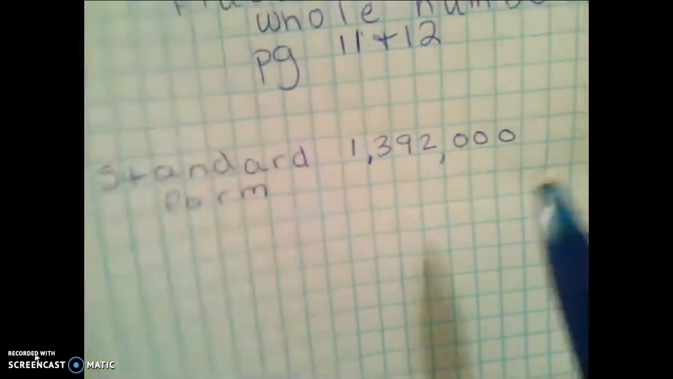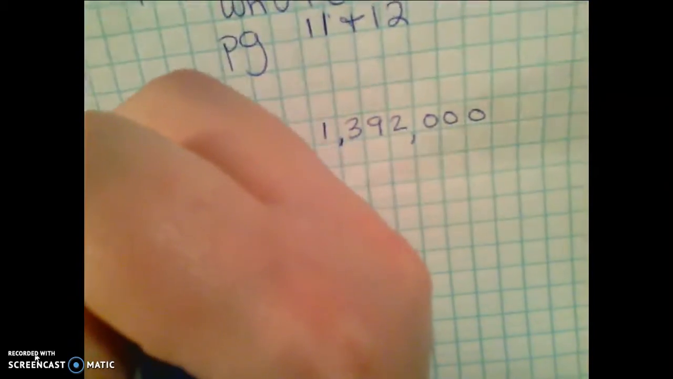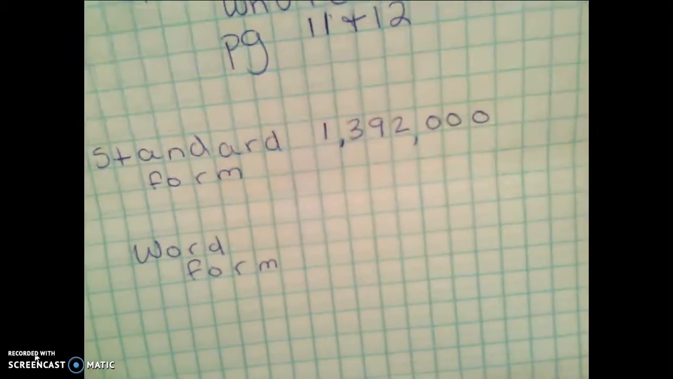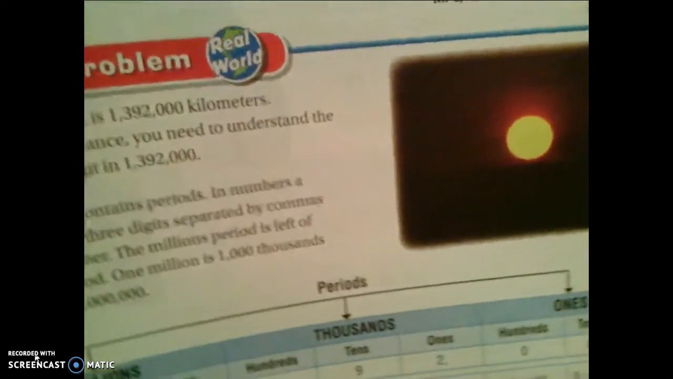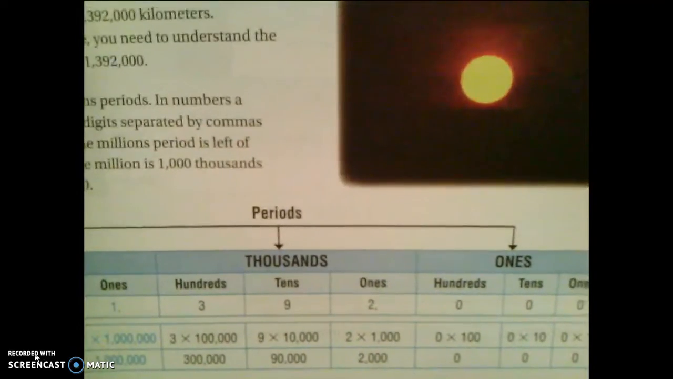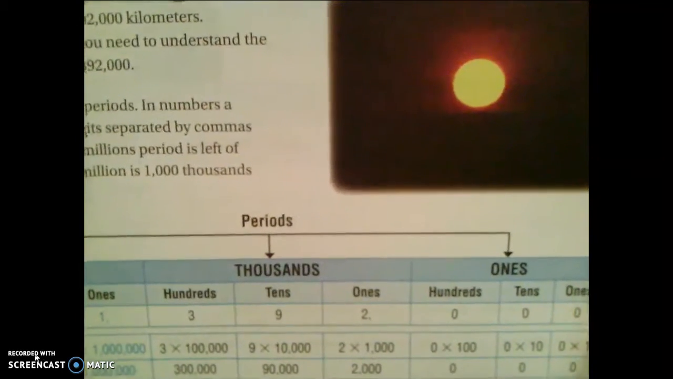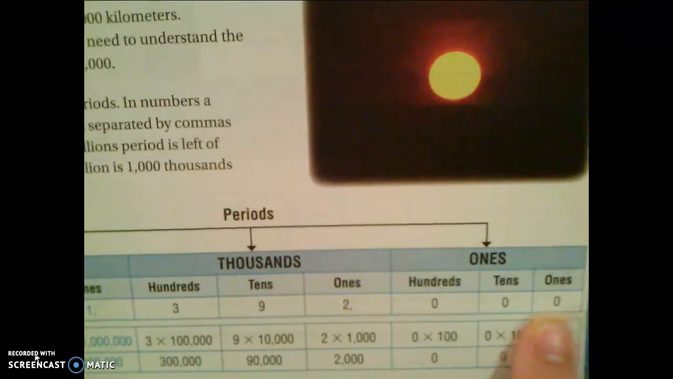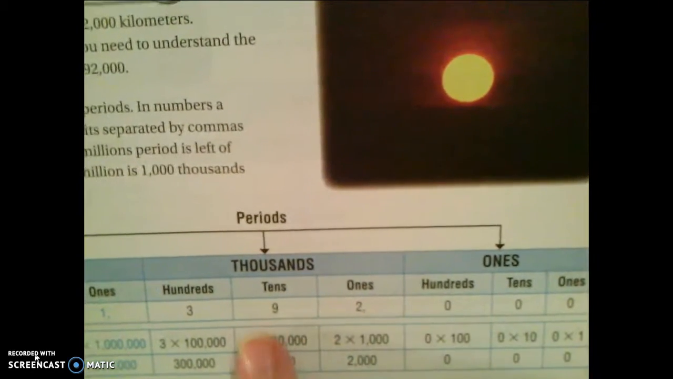But now we also have word form. Word form is how we say it, how we write it. And the reason we need to use word form is when you write checks, you write them out in word form. The easiest way that I found to do this is to plug your number into your place value chart. As you can see here, it's already done. We have 0, 0, 0, 2, 9, 3, 1.